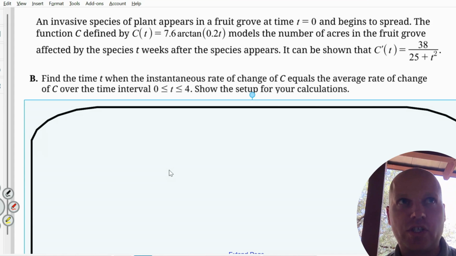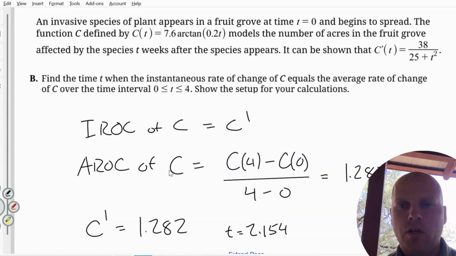Cool. And then the next question was to find when the instantaneous rate of change equals the average rate of change. This is a mean value theorem question. Instantaneous rate of change is a derivative, so I'm going to look at C prime. Average rate of change is the slope of a secant. They're both slopes. This is the slope of the tangent. This is the slope of the secant. This is mean value theorem, only they don't specify that this is a mean value theorem question.